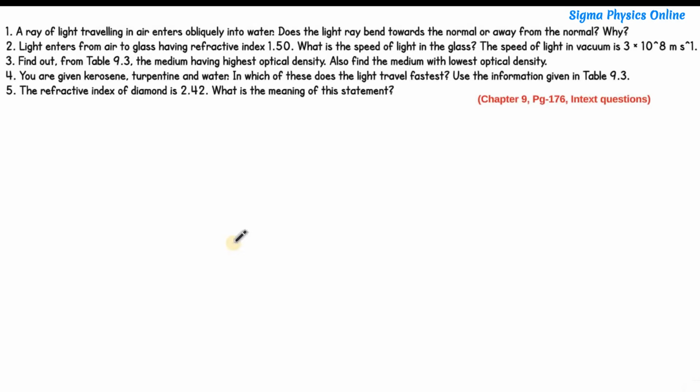And from table 9.3, we have to find out the medium having the highest optical density. Also find the medium with the lowest optical density. So we'll have the table, and then from the table we'll find out the answers to these questions.